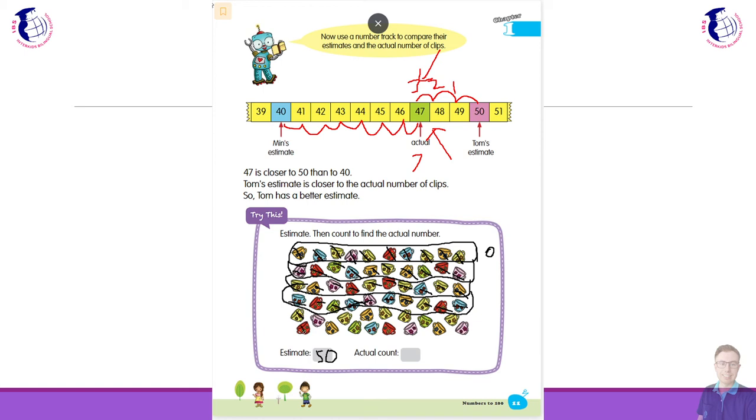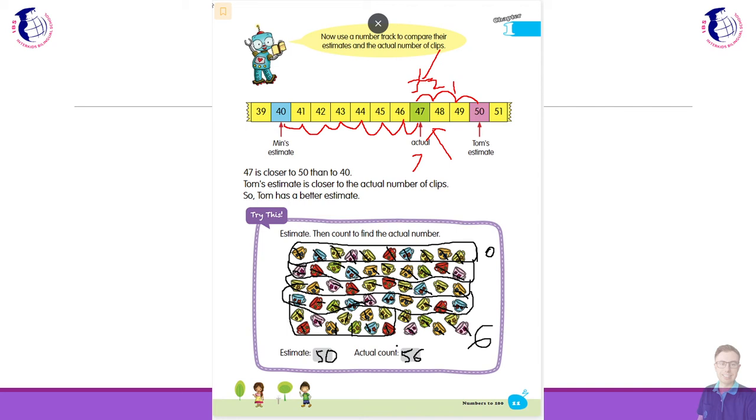1, 2, 3, 4, 5, 6, 7, 8, 9, 10. There's another 10 there. And 1, 2, 3, 4, 5, 6. So what? 10, 20, 30, 40, 50, 56. So a total of 5 tens and 6, 56. So hopefully you got the same count.